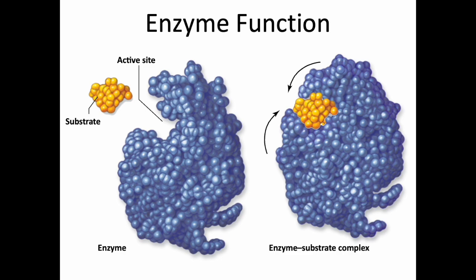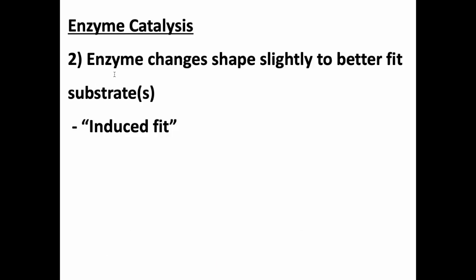Now, the part where this lock and key analogy breaks down a little bit is that once this substrate binds to the active site, the enzyme itself actually kind of changes its shape just a little bit. This hug that you could see here, the term that I use is hug, is called induced fit. So once this binding has occurred, the enzyme changes its shape slightly to better fit that substrate or substrates. Again, this hug, the formal term for this is induced fit.